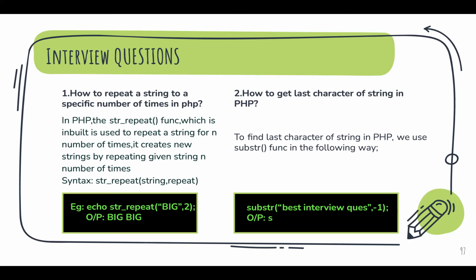How to get the last character of a string in PHP. To find the last character of a string in PHP, we use substr and give the position of the substring as -1.